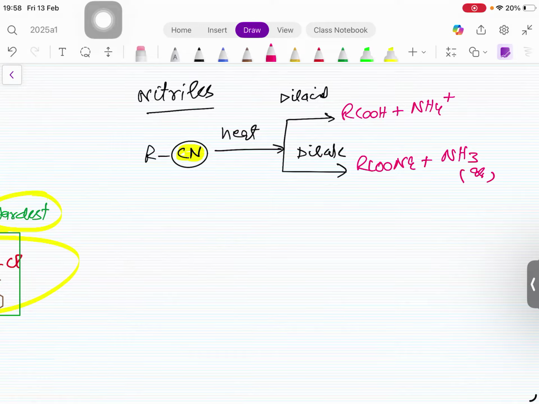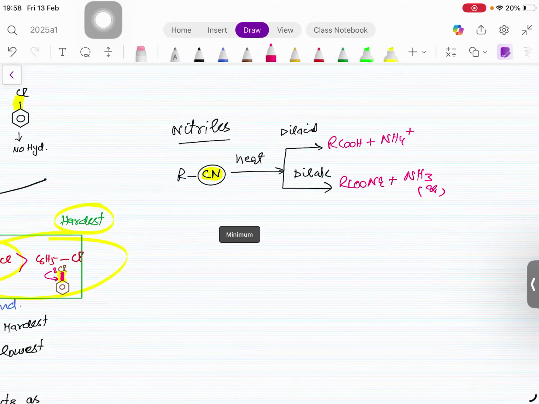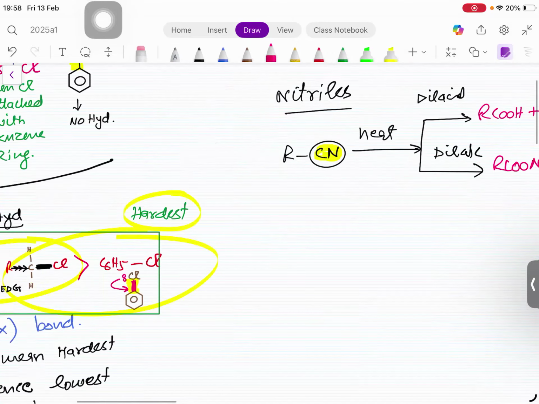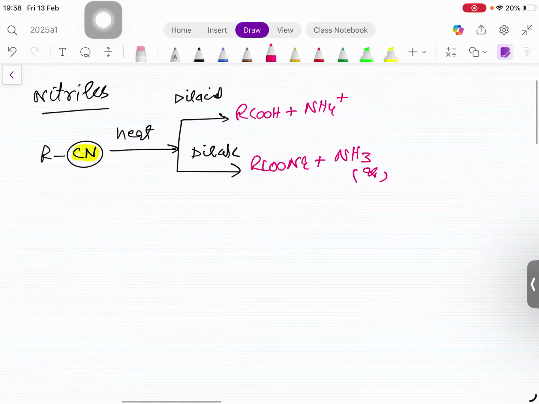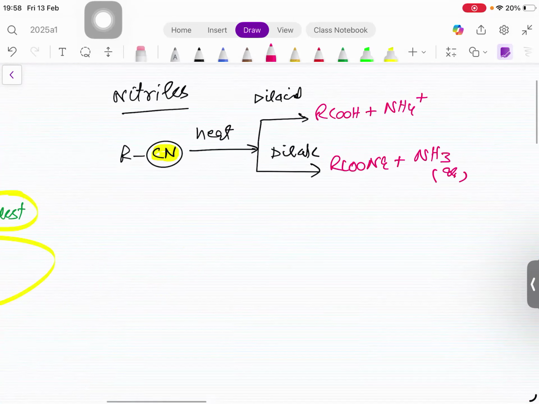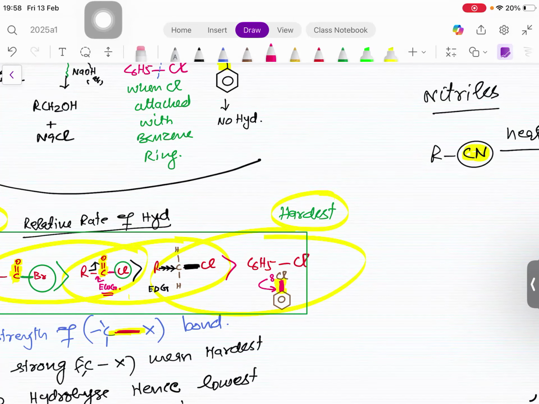So this is all about the hydrolysis. All the hydrolysis reactions we have just clubbed together in this. Most of them or all of them produce carboxylic acid as one of the products, except haloalkane, right? Because they undergo the alkaline hydrolysis, right? That's all about the hydrolysis and the relative rate of hydrolysis.